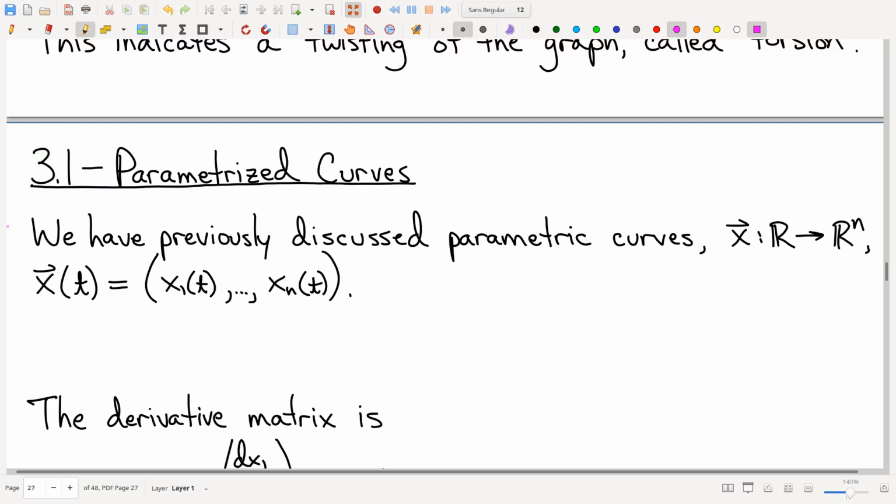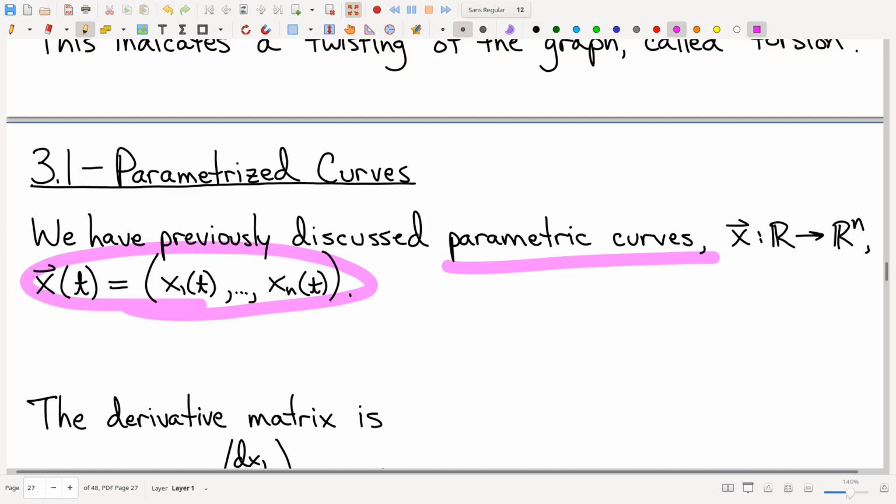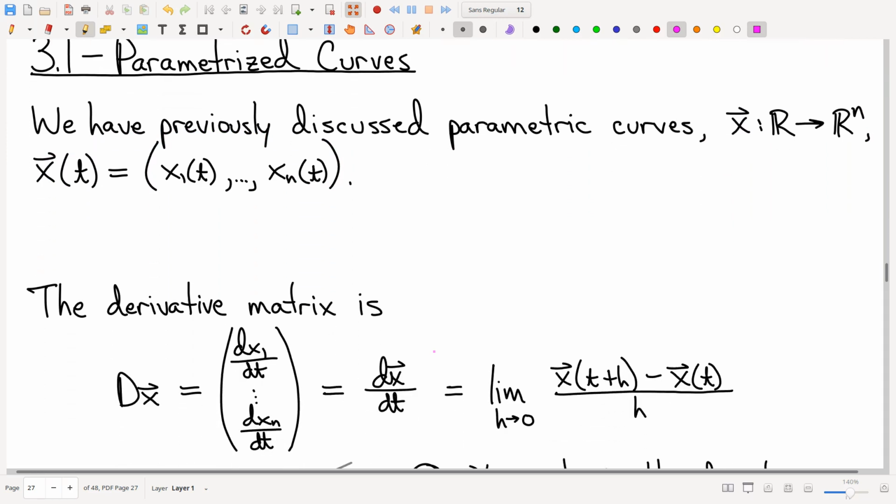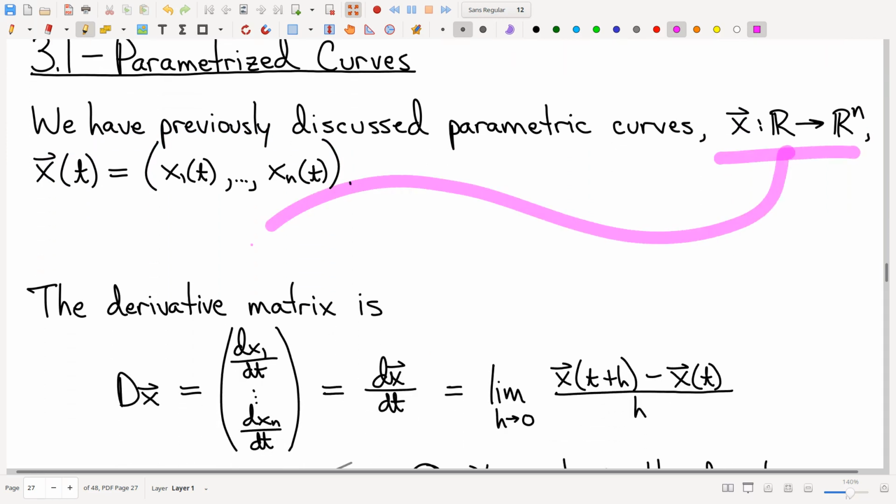Okay, so recall what a parametric curve is. Parametric curve, position as a function of time. So it's a function from R1 to Rn. We've seen several examples. Okay, so we know how to write down the derivative matrix of such a function.